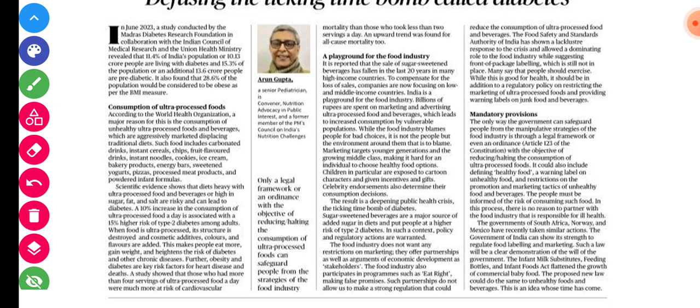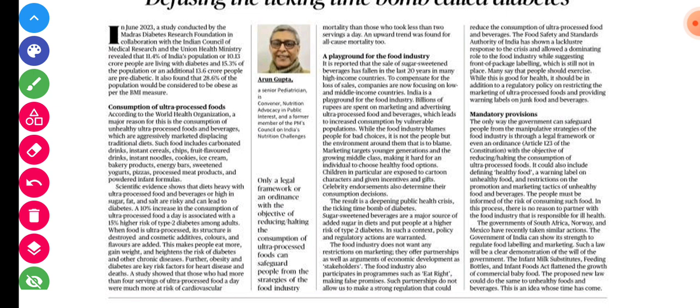These food industries offer partnerships as well as arguments of economic development as stakeholders. The food industry also participates in programs such as Eat Right, making false promises, encouraging people that these foods are not harmful for their obesity or their body, and suggesting these foods contribute to your health, that it is an Eat Right program which is regulated by the ultra processed food industry.